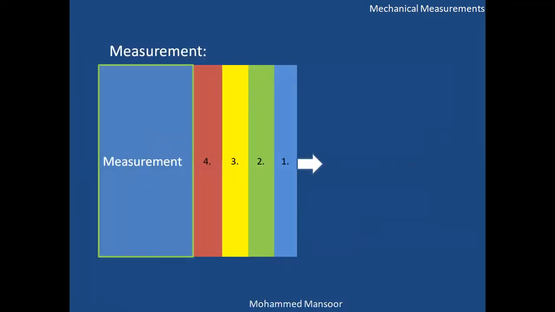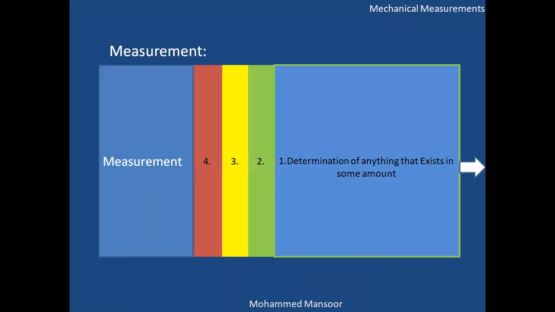Now, what do you mean by measurement? Can you make an attempt to define it? Yes, measurement means to measure. That is, to ascertain the size, amount, or degree of anything by an instrument or device, and the result is written in numerical value. Measurement means the determination of anything that exists in certain amount. Determination means to find out.